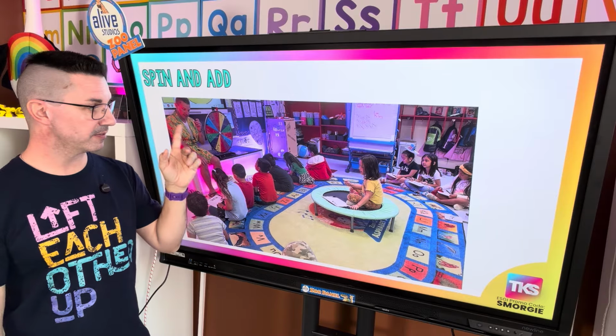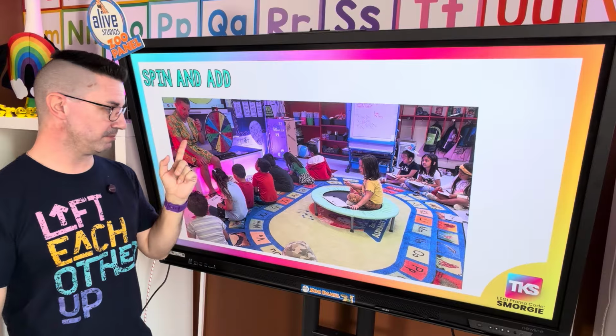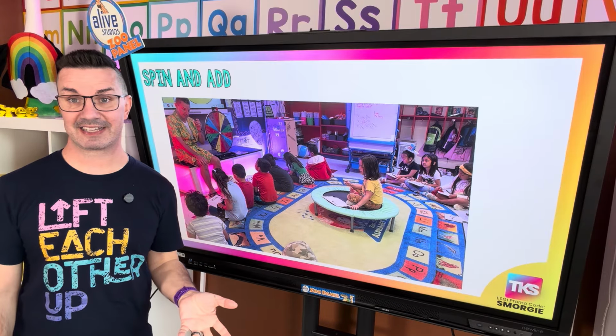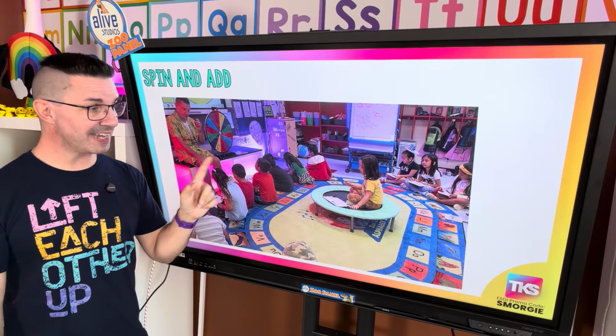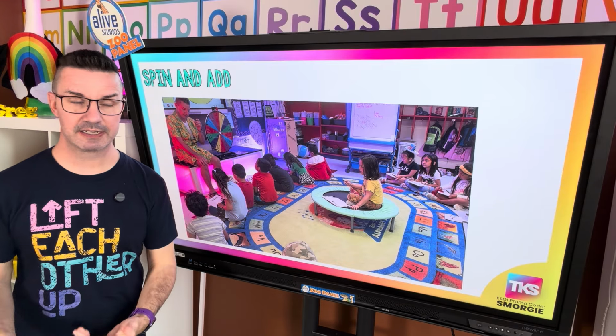And it's fun. We're going to spin the wheel. They're going to write the equations. And they're going to hold them up. So guess what I'm doing? I'm monitoring. I'm informally assessing. I can see who needs help, and they're going to come into a small group and work on addition or subtraction in a small group.